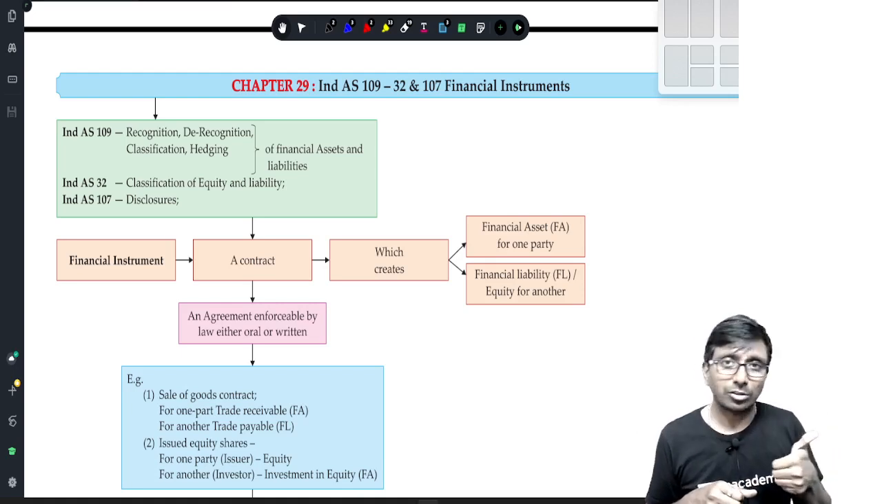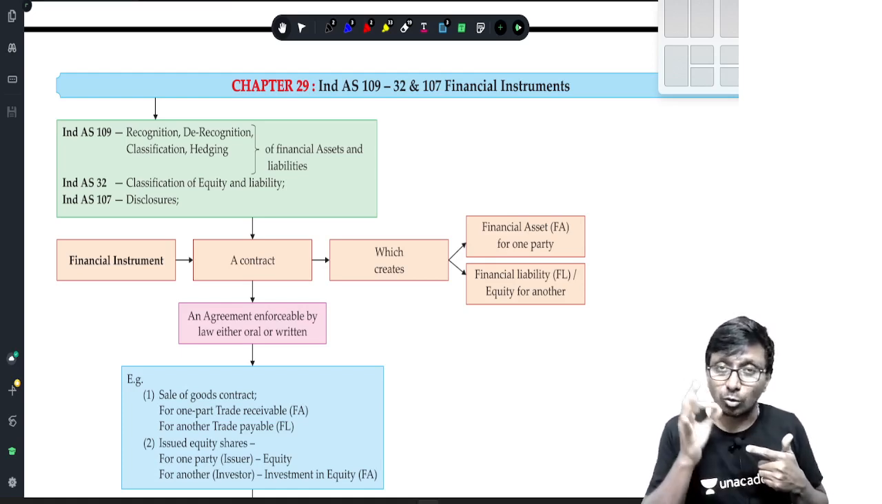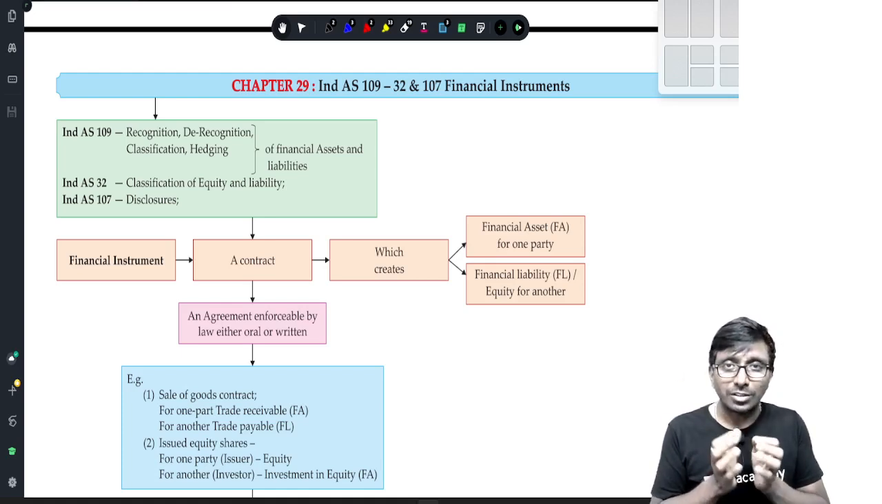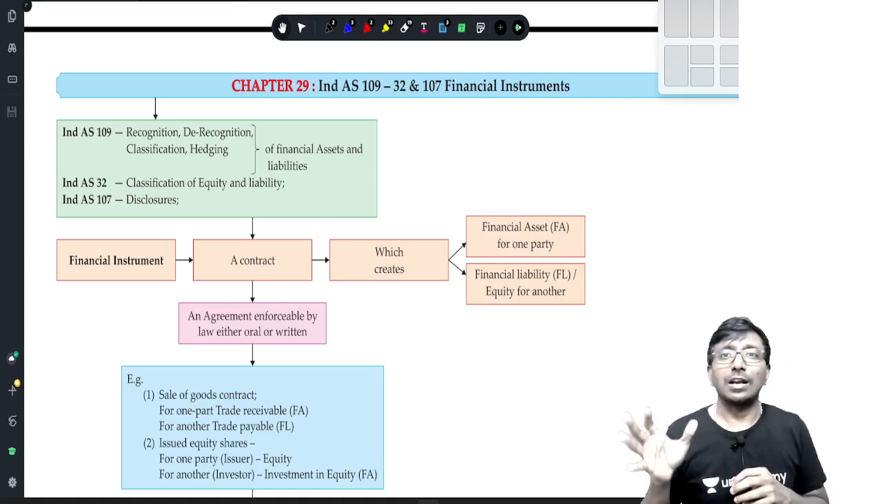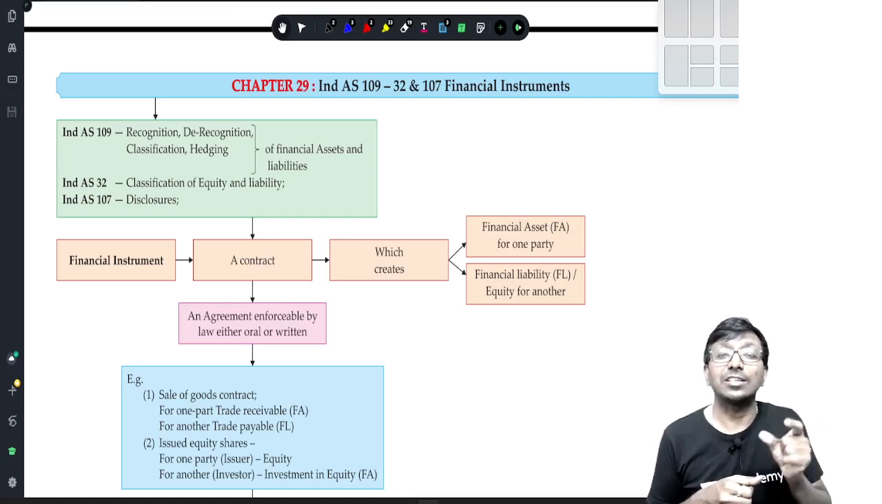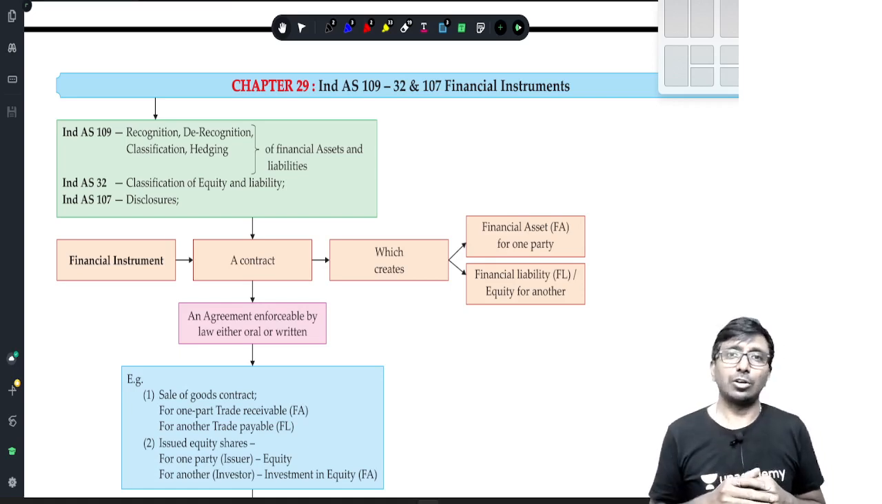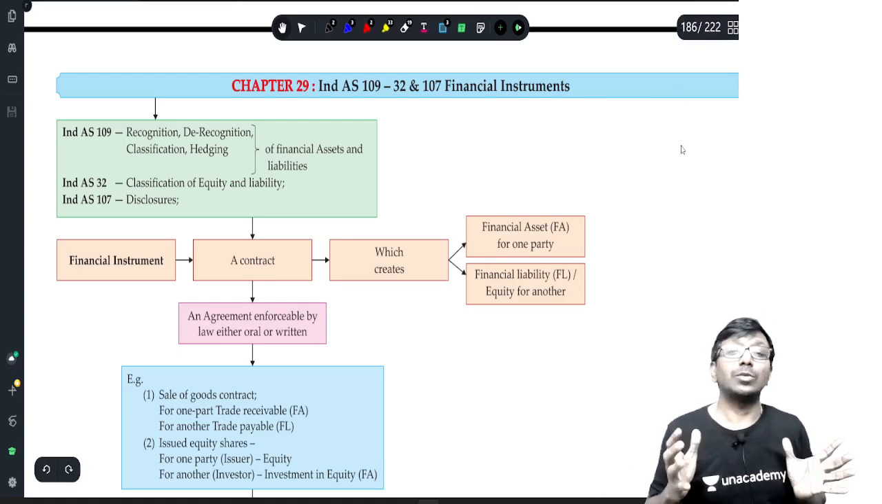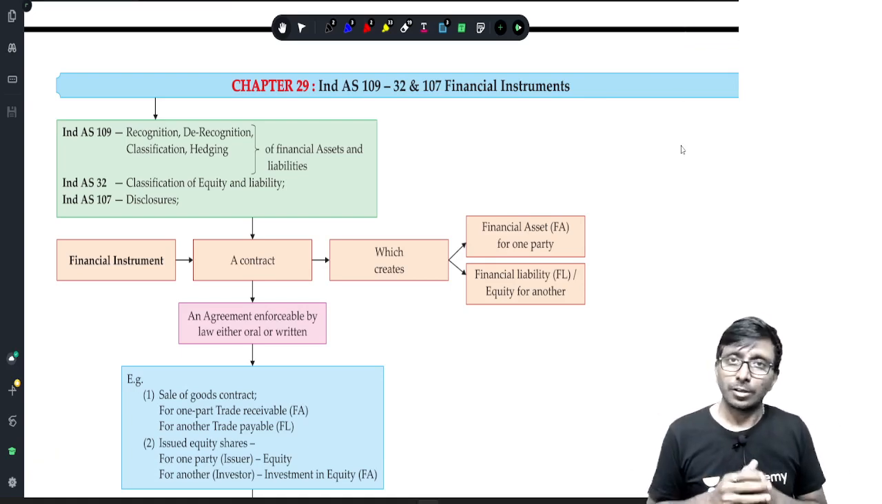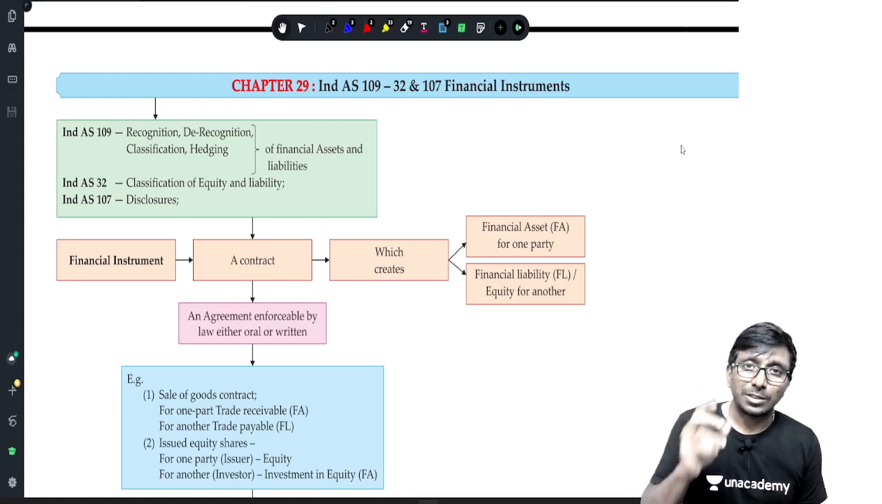Ind AS 109 talks about recognition and measurement. Ind AS 32 talks only about presentation: whether I shall present it as equity or liability, or whether I need to bifurcate equity and liability. That classification and presentation is discussed by Ind AS 32. And Ind AS 107 talks about the disclosure part. These 3 standards put together are your one topic, financial instruments.